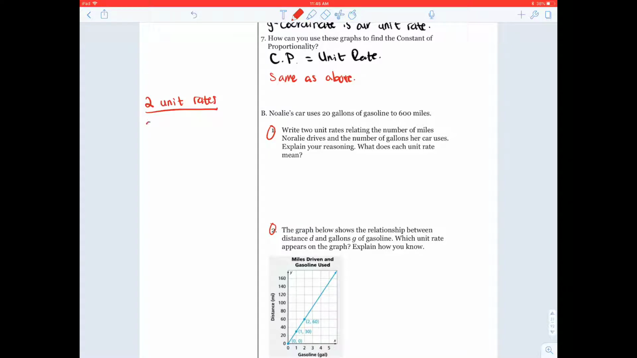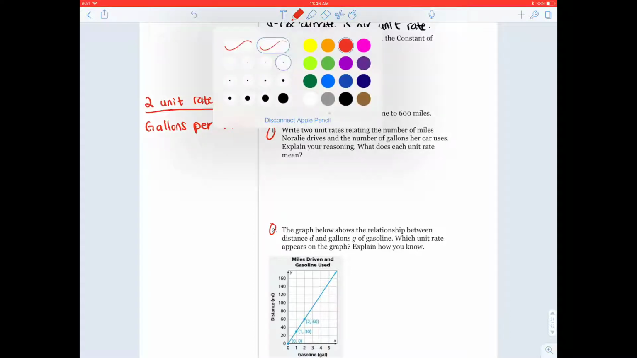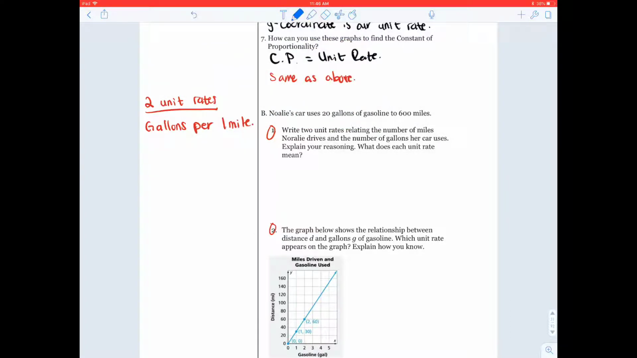We need gallons, the number of gallons per 1 mile. So that's our first one. And then I'll do the second one in blue. Then we need the number of miles per 1 gallon. Okay, so let's go ahead and get to work. You are finding these 2 unit rates, gallons per 1 mile, miles per 1 gallon. So go ahead and pause the video and get to work.